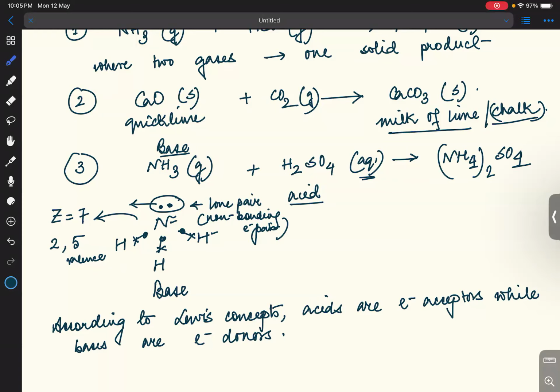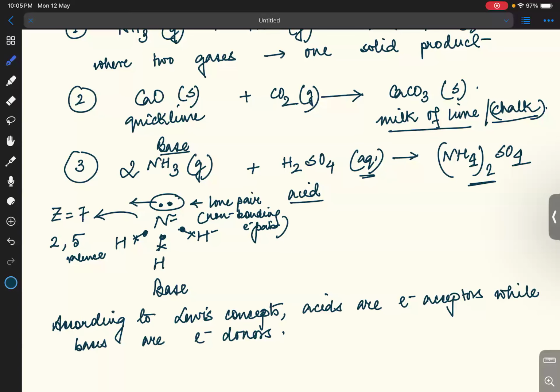What is the number of hydrogen over here? 8. What is the number of nitrogen? 2. So I have to put a 2 over here. So now 2 nitrogen, 2 3s are 6 hydrogen, plus 2 over here, 8. So this makes the hydrogen equal on both sides, and 1 sulfate radical.